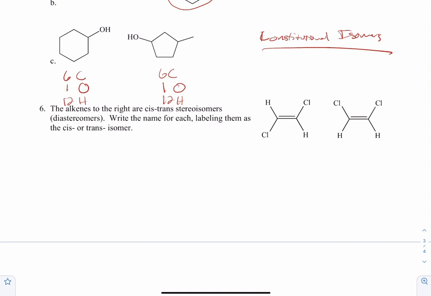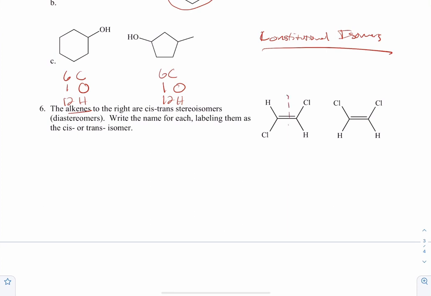All right, last one, number 6, the alkenes to the right. Alkenes, remember, are referring to double bonds. The alkenes to the right are cis and trans stereoisomers. Write the name for each, labeling them each as cis or trans. You don't need to worry about naming the actual organic compound, just label which one is cis and which one is trans. Now, you can probably already tell, but there are going to be times where it's a lot less obvious which one's cis and which one's trans, and I'm telling you, this is the way to do it.